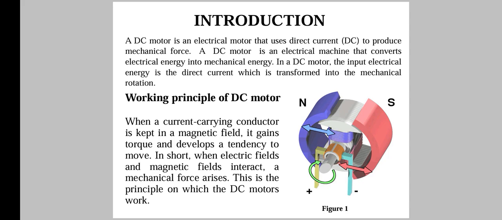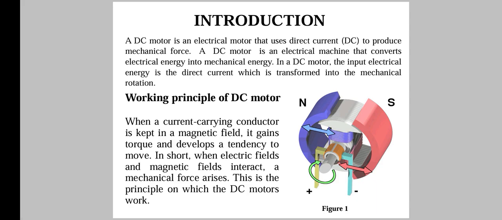So if we say properly, then we can comment that a motor is a device which takes electrical energy and converts it into equivalent mechanical energy. Now when we are saying DC motor, it means we are giving DC supply to this motor. The electrical energy in this case is DC, meaning direct current. Now let's see the working principle of DC motor.